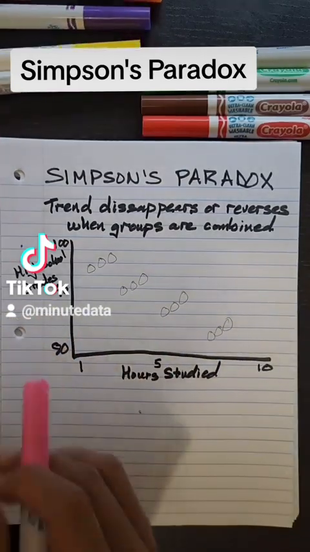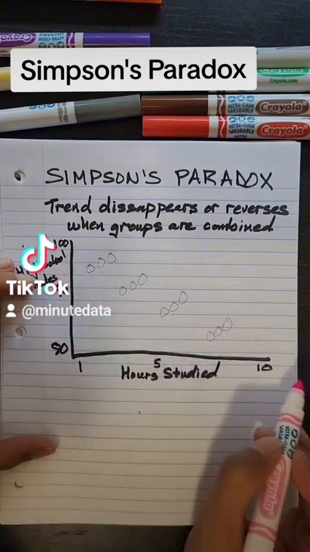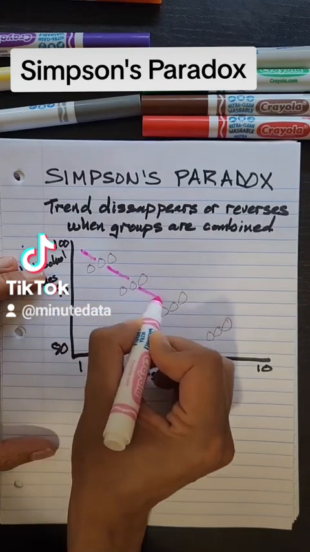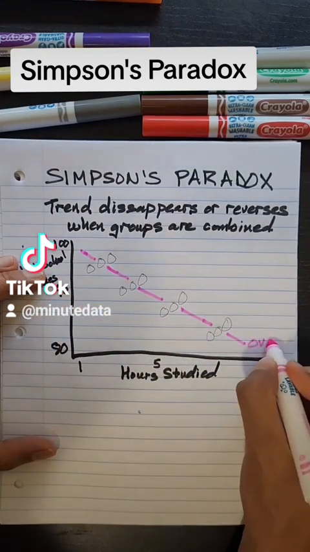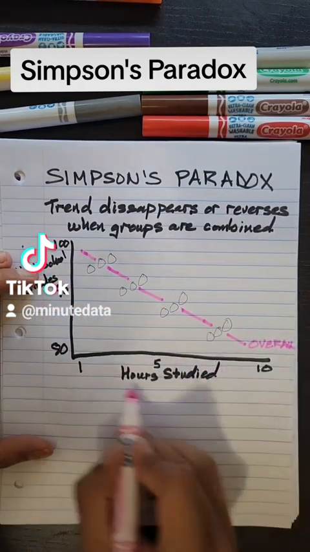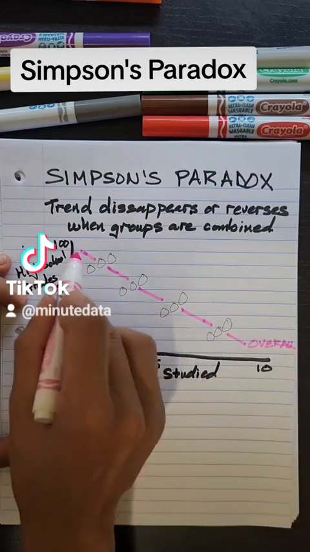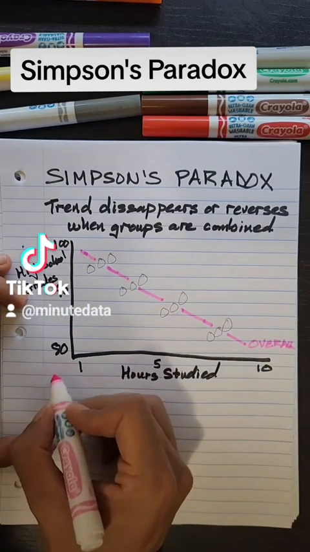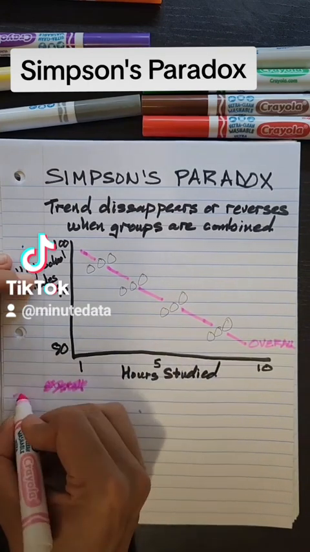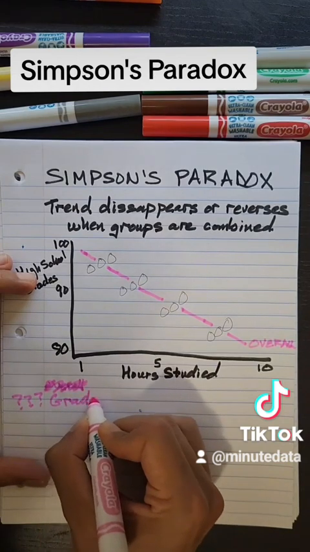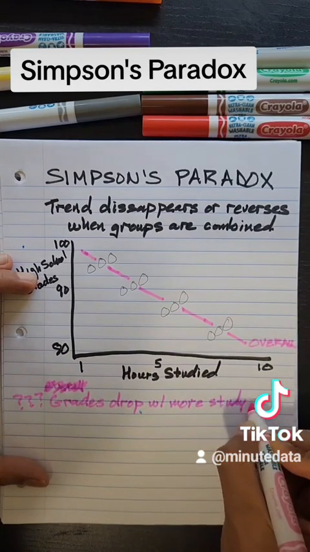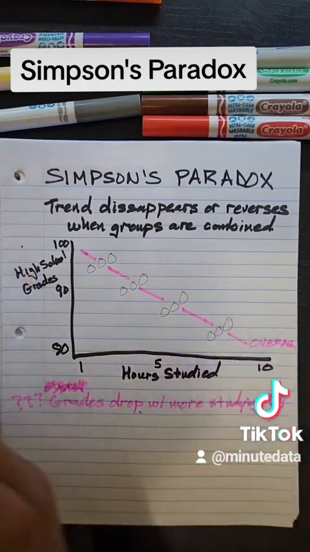Now, what happens if we try to run a regression on this? What ends up happening is we get a regression line like this. This is the overall population, and it fits quite well. Notice there's a downtrend. Hey, wait a minute, that doesn't make much sense. The more hours you study shouldn't lead to lower grades. So overall, grades drop with more studying. So what's going on with this mystery?